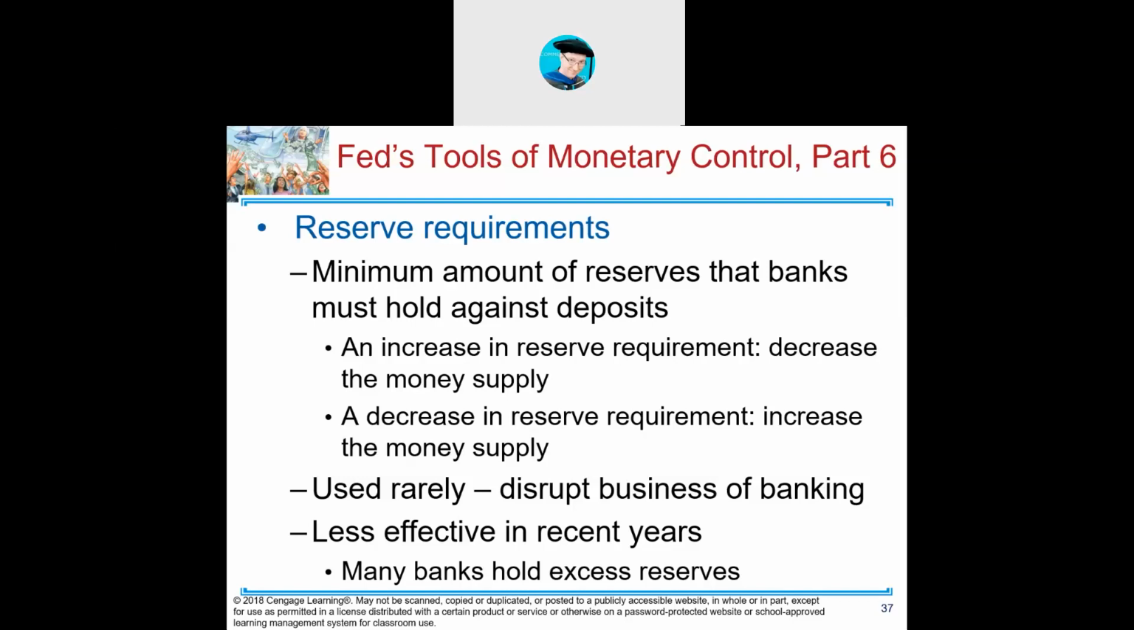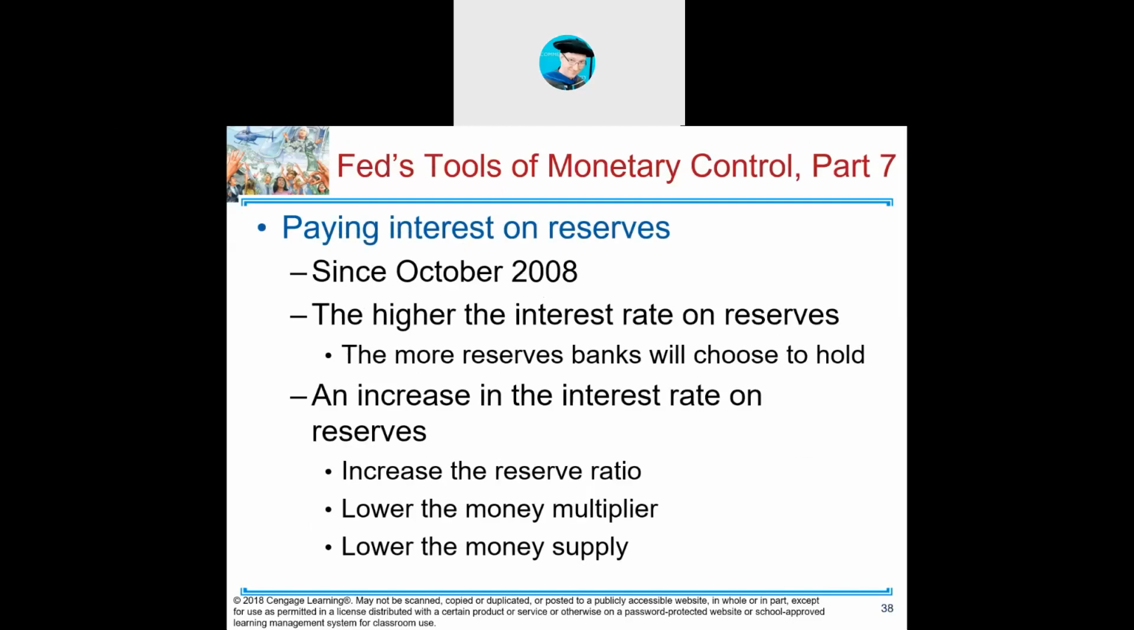And it's efficient. It's something that we've been doing since 2008, and it works. So far, so good. Anyway, the banks do pay interest on the reserves, and those reserves are paid to the Fed. And when there's an increase in the interest rate, there's an increase in the reserve ratio, there's a lower money multiplier, lower money supply.